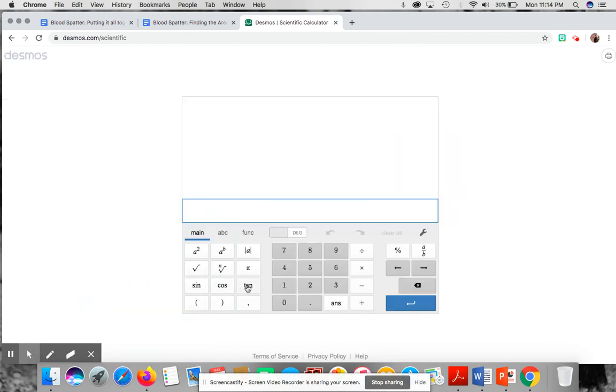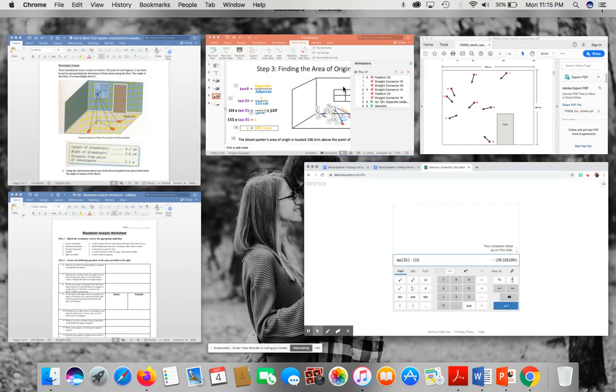I'm going to go ahead and put in tan 35 and close my bracket, multiplied by 155 centimeters. And you'll see the answer right here. And we're going to just round that to the nearest decimal. So it's 108.5 centimeters. Perfect. So let's go back here.